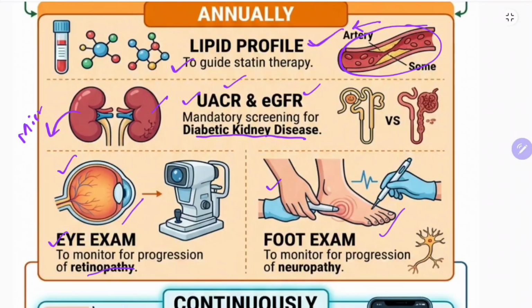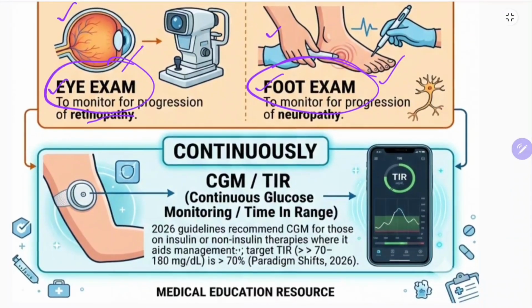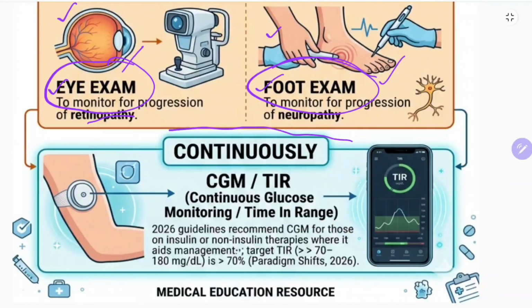So this is done ideally by an ophthalmologist. Foot examination to monitor for progression of neuropathy. So this is annually 4 things: lipid profile, UACR, eGFR, eye examination and foot examination. And if some patient is using continuous glucose monitoring, then this should actually be done continuously.